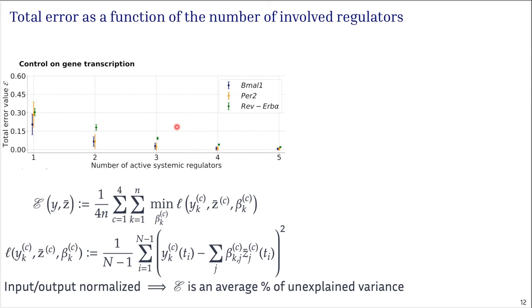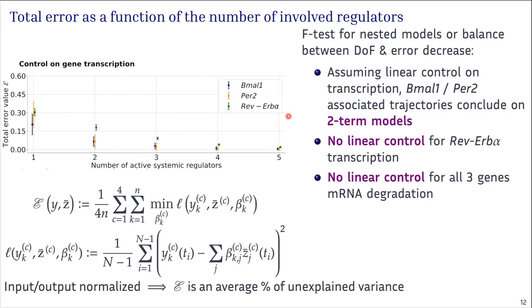Actually, using Fisher test for nested models when it's possible, or the balance between degrees of freedom and error degrees, we obtained the following results. If we assume a linear control on the transcription, BMAL1 and PER2 associated trajectories are well fitted using only two-term models. Conversely, we found no linear control for Rev-erb alpha transcription.